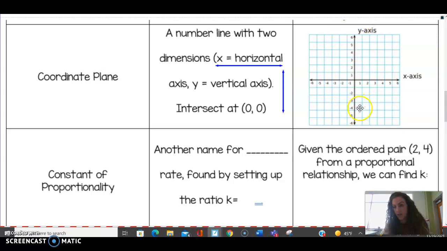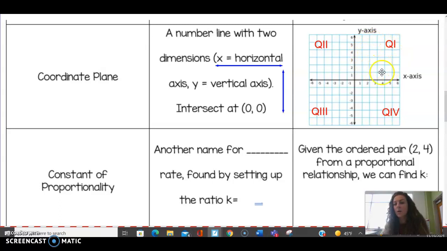Our next vocab word is coordinate plane, which is a graph, a number line with two dimensions. X is horizontal, you can think like the horizon, and Y is vertical, going up and down. They intersect at 0, 0, which is also known as our origin, which is here somewhere.